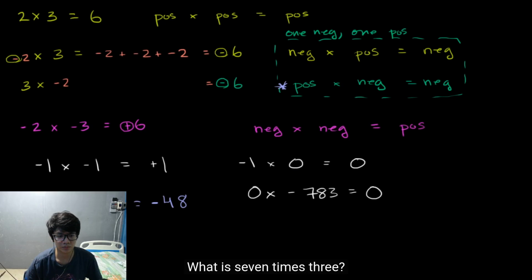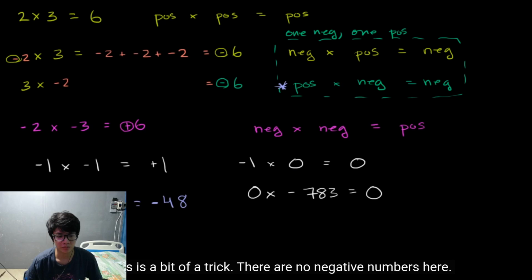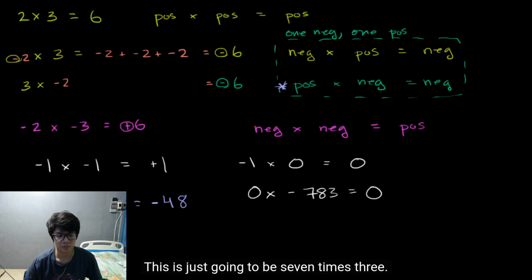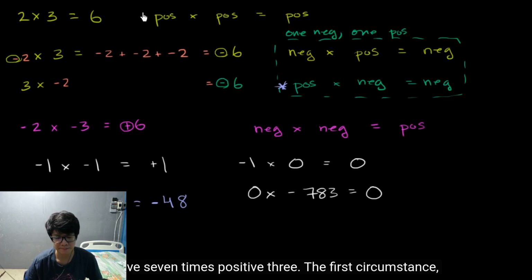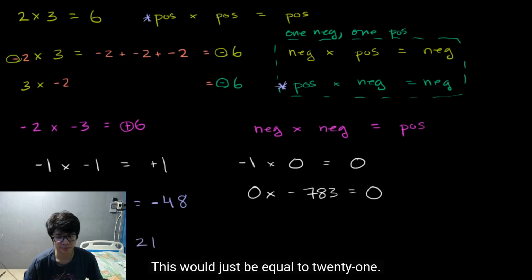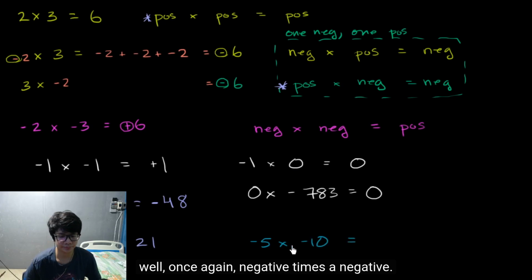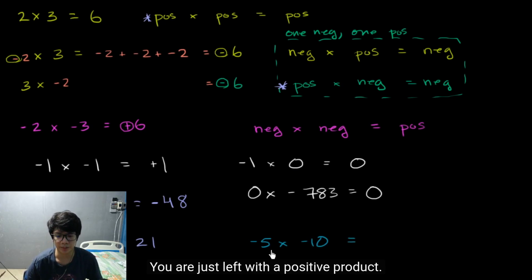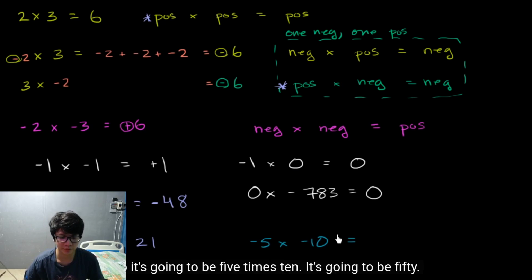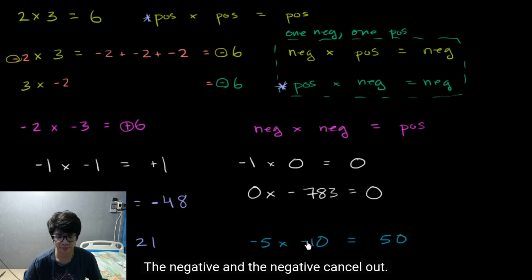Let's do another one. What is 7 times 3? Well, this is a bit of a trick. There are no negative numbers here. This is just going to be positive 7 times positive 3, the first circumstance, which you already knew how to do before this video. This would just be equal to 21. Let's do one more. If I were to say negative 5 times negative 10, well, once again, negative times a negative. The negatives cancel out and you're just left with a positive product. So it's going to be 5 times 10, which is 50. The negative and the negative cancel out. Your product is going to be positive. That's this situation right over there.